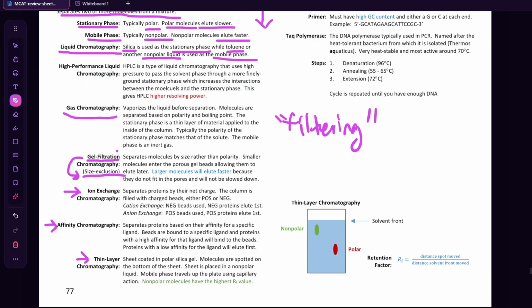So the size exclusion chromatography separates molecules by their size rather than the polarity. So larger molecules will elute faster, they'll go down faster, right? But the smaller ones won't.